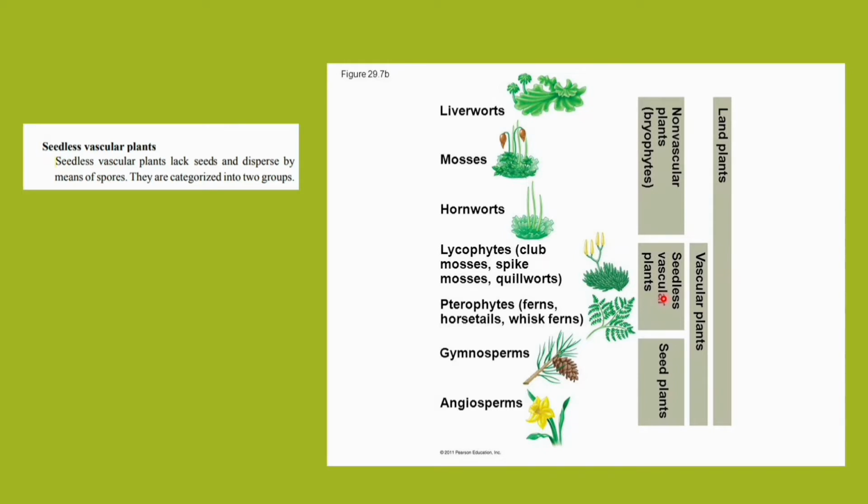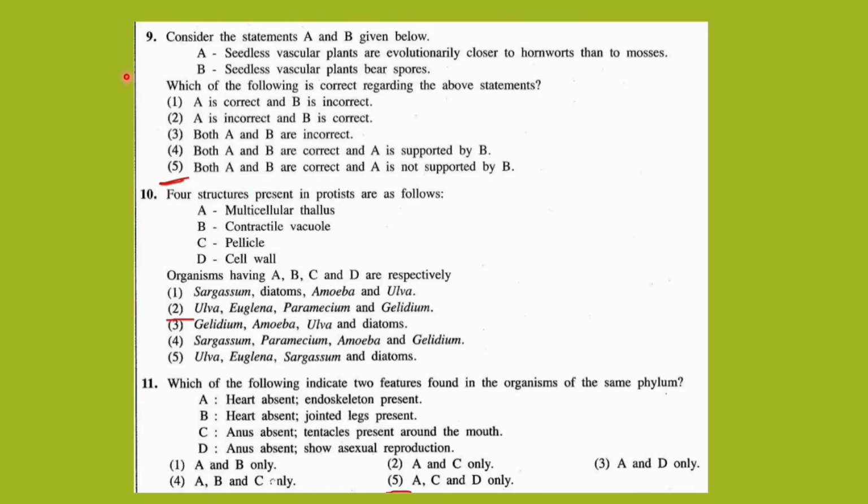Statement B: seedless vascular plants disperse by spores. That is correct. Seedless vascular plants don't have seeds, and spores are their method of dispersion. So both statements are correct. The thing is, these two statements are not related to each other even though they are correct. So the answer is the fifth one: both A and B are correct and A is not supported by B.